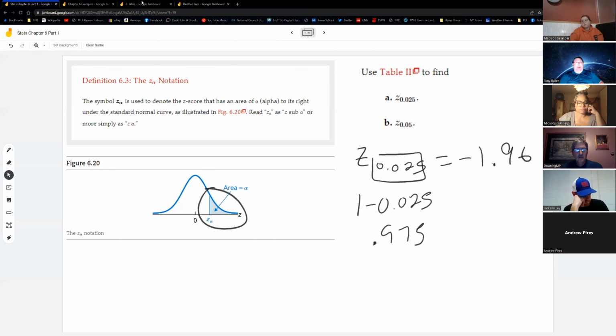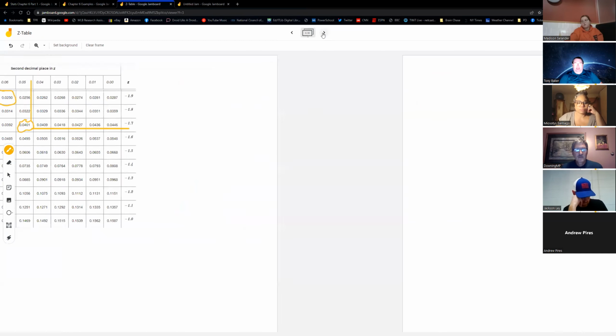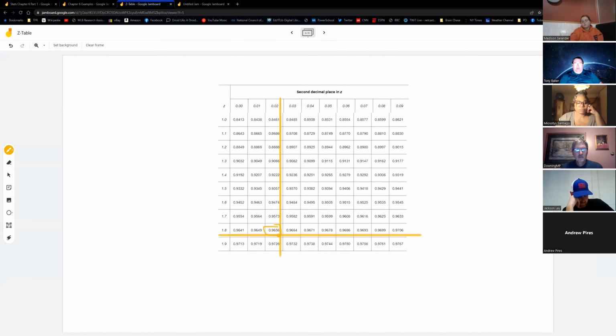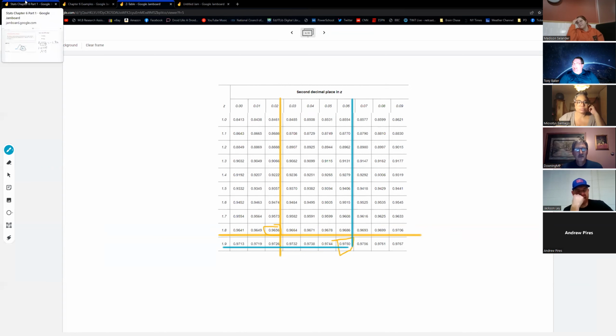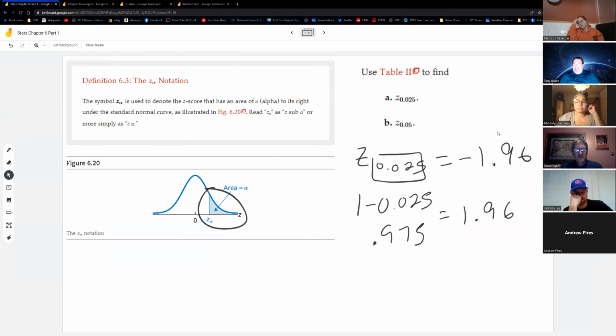So now let's go back to our Z table. I want you to see something. Now we're looking for 0.975, which is right there, correct? If we look at that one, we get 1.96. Does that sound familiar? It's the exact same thing. One's positive, one's negative.